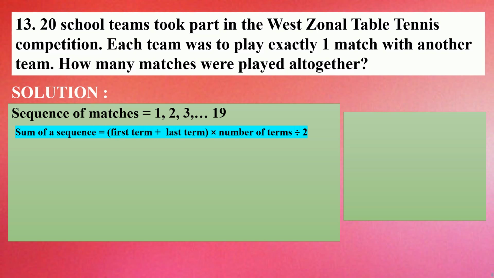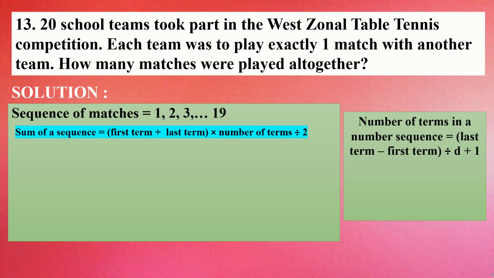The sum of the sequence is equal to first term plus last term into number of terms divided by 2. First term we know is 1 and the last term is 19. To find the number of terms, we use this formula: last term minus the first term divided by d, plus 1. The last term is 19, the first term is 1. And what is the difference? 2 minus 1 is 1, 3 minus 2 is 1, so the difference is 1.